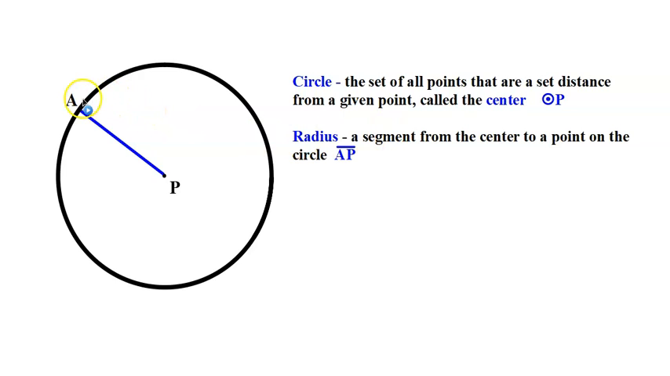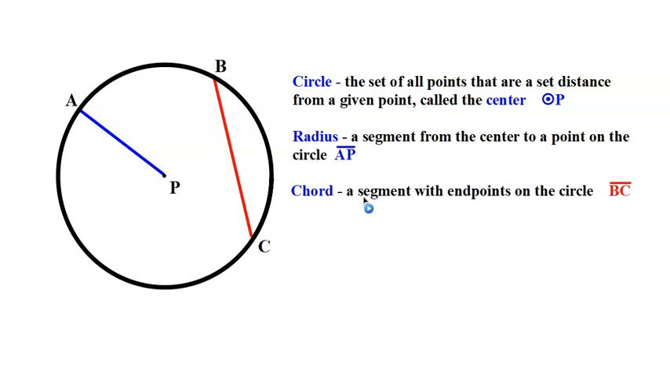Now, the radius. This is a segment from the center to a point on the circle. So segment AP is the radius. The radius is also used to describe the distance from the circle to the center. It's either the distance from the circle to the center, or it is the segment from the circle to the center. Either way is referred to as the radius of the circle.